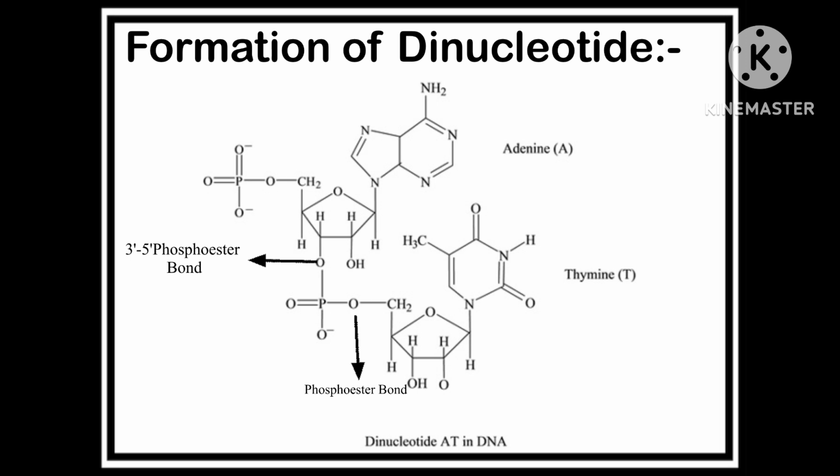So let's come to the conclusion. A dinucleotide is produced with a backbone made up of alternating sugars and phosphate groups. It also has a direction, which is a 5' end with a free phosphate group and a 3' end with a free hydroxyl group, as you can clearly see.